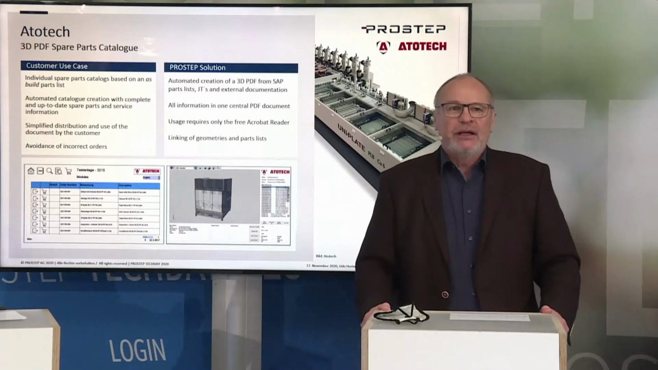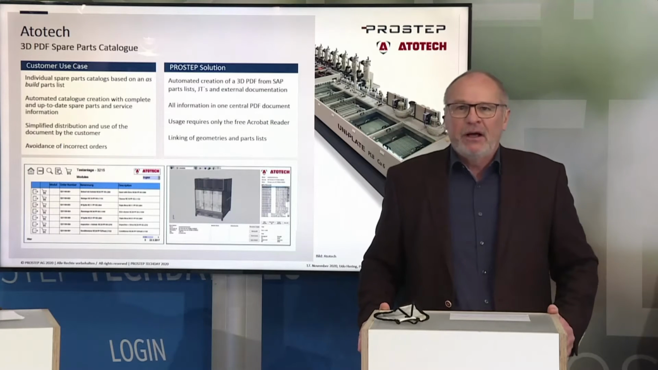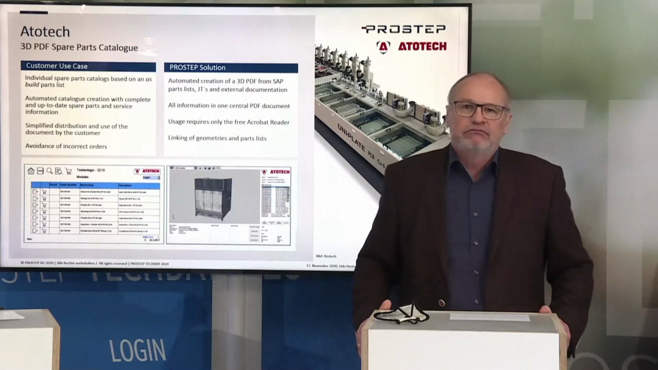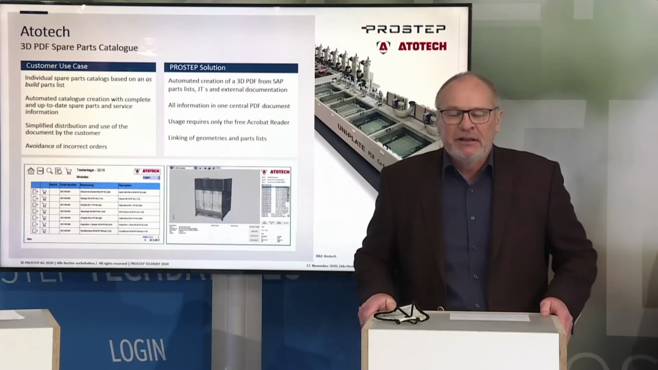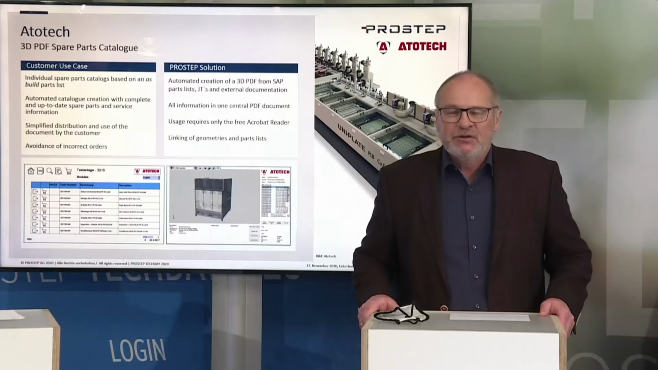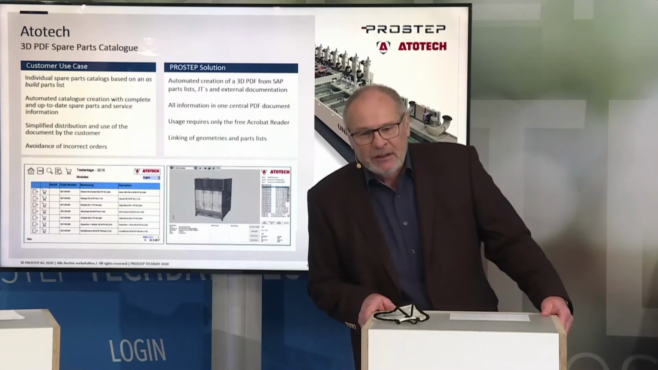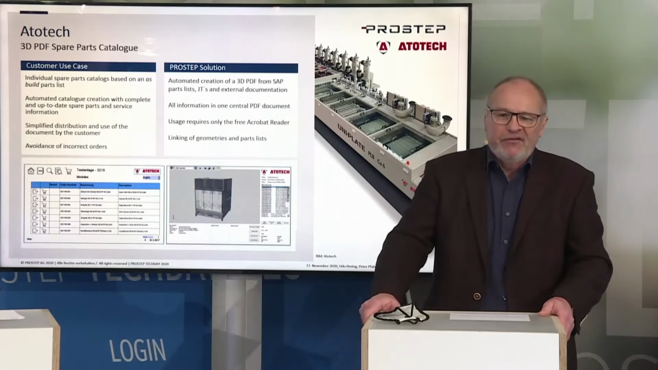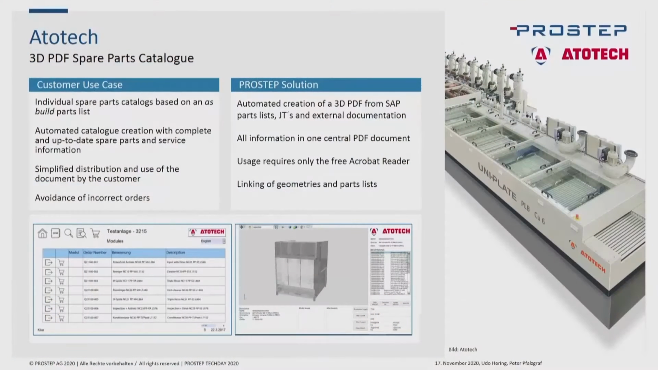And there the requirement was to provide a customer with a spare parts catalogue in the simplest way possible, and there shouldn't be too many resulting errors in ordering. That means we established a PDF process which takes its information from an SAP system but also further sources, and this information is provided in a PDF, also using JT formats.